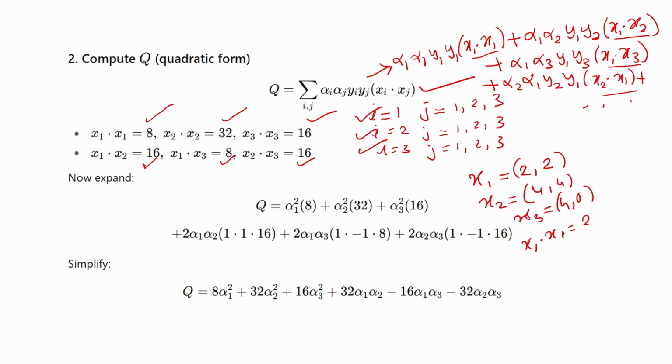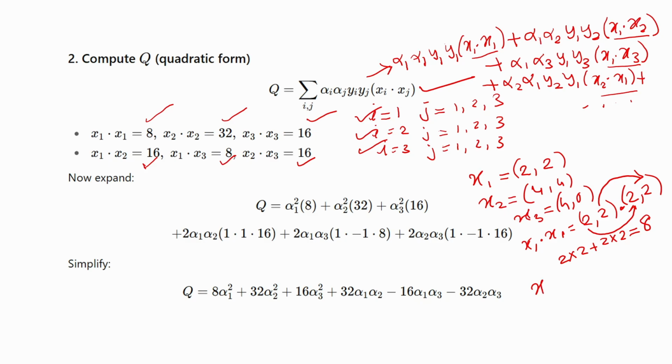That is equal to (2, 2) dot (2, 2). So that is nothing but 2 into 2 plus 2 into 2, so you are getting it as 8. Similarly, you can easily find x2 dot x2.